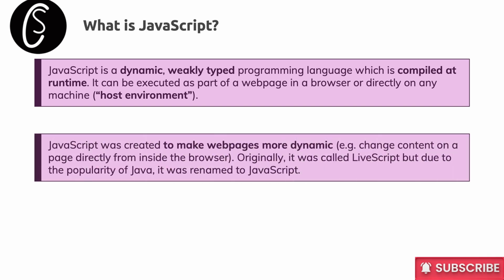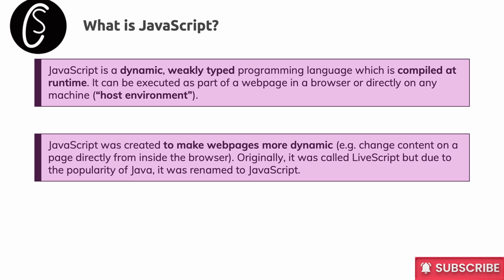JavaScript was created to make web pages more dynamic. That's kind of the idea why JavaScript was invented in the past, you could say. More about the history of JavaScript in a second, by the way. So it was invented to change the content on a page directly from inside the browser.